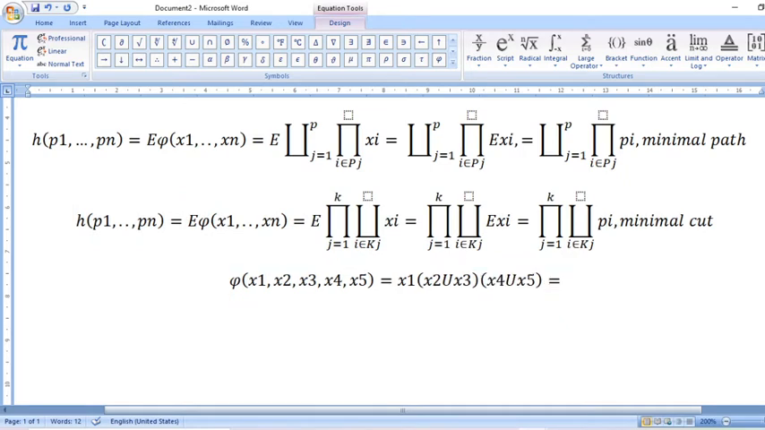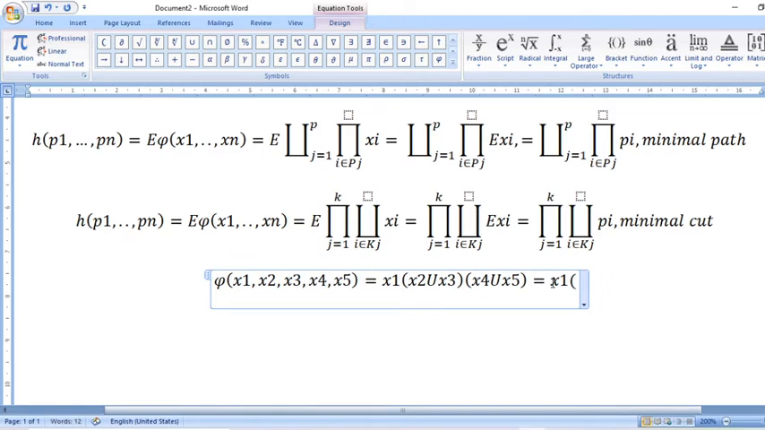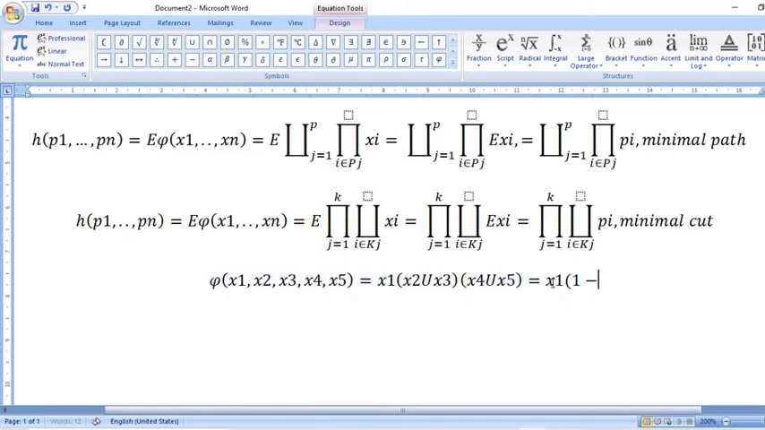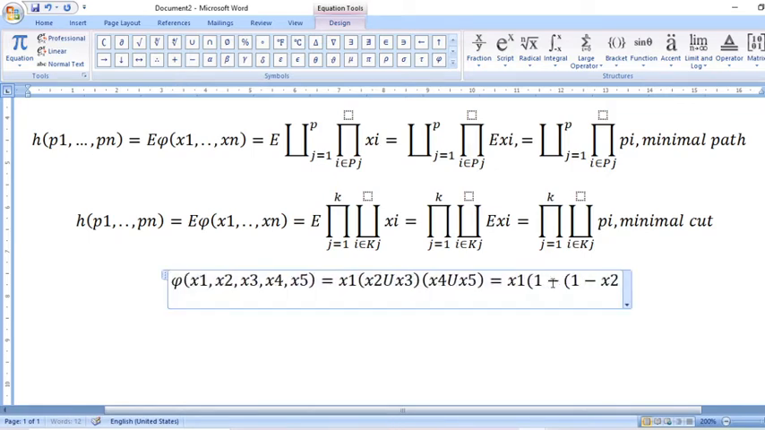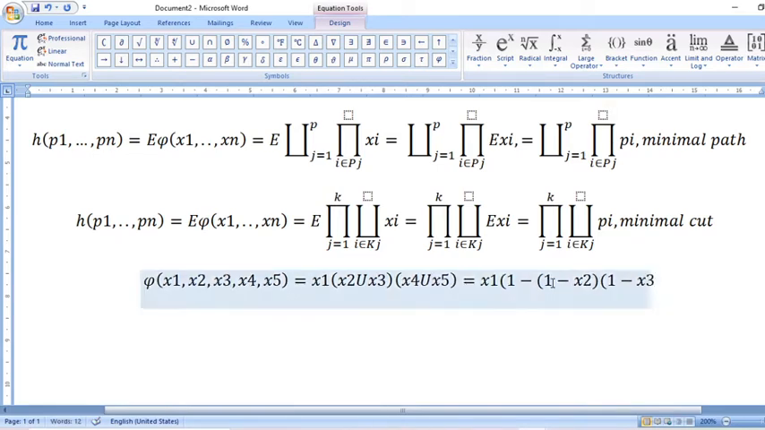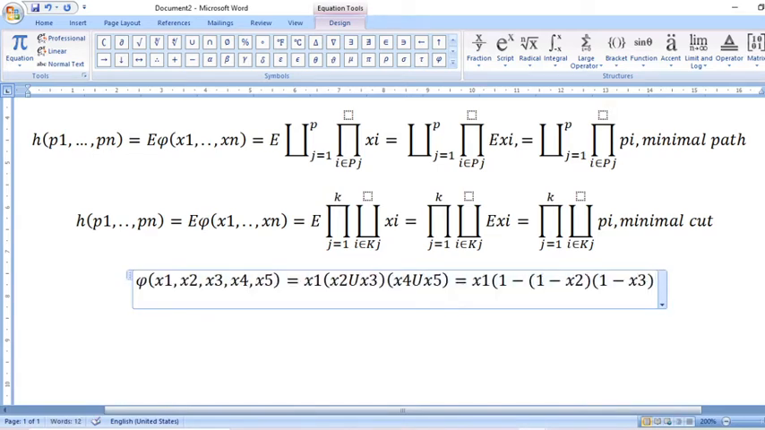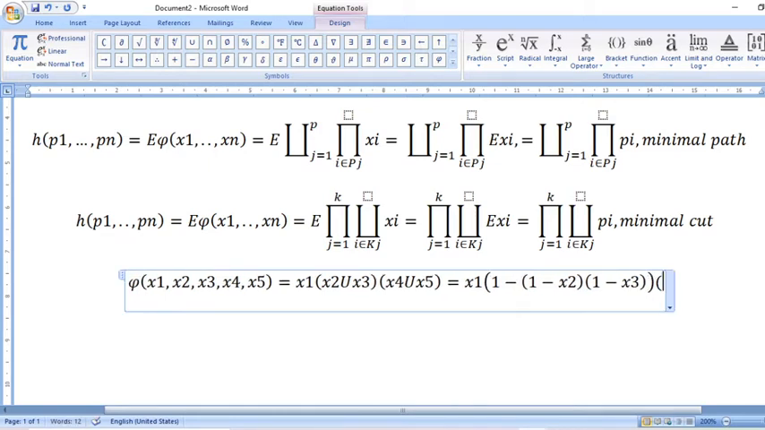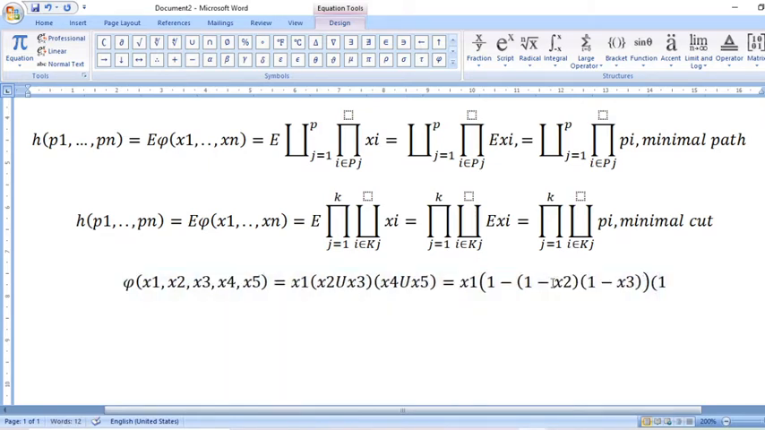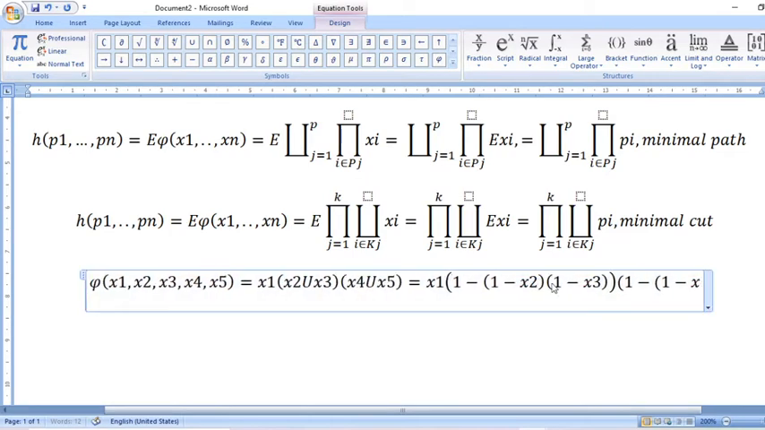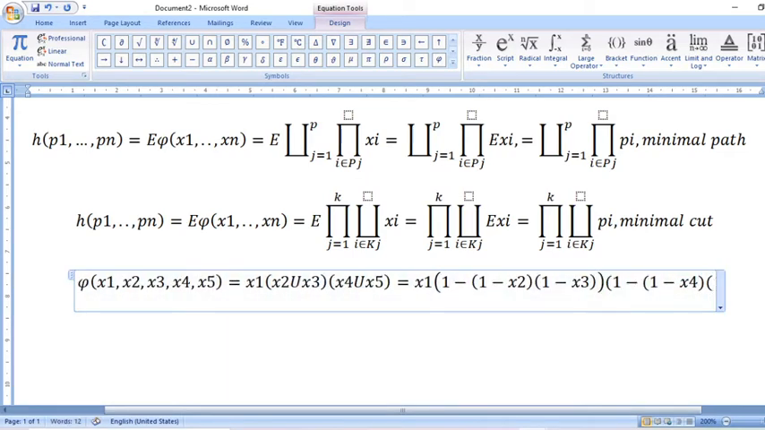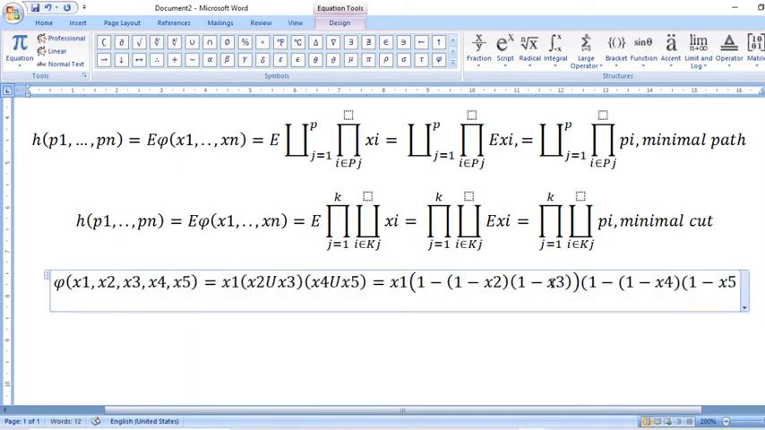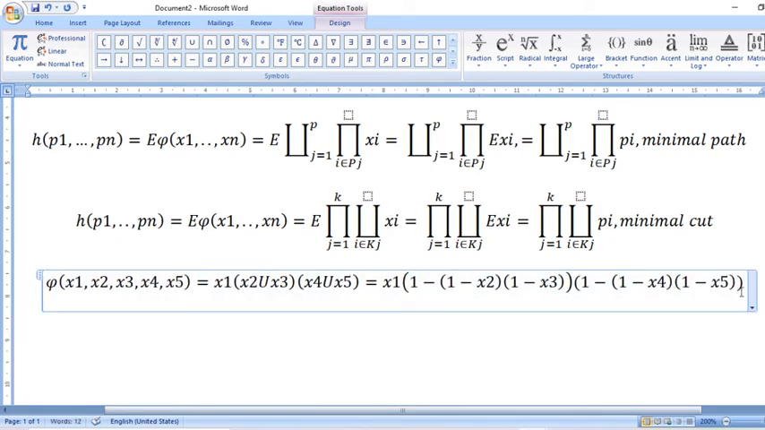So we can expand this. What is this? x1 into what is x2 union x3? That is nothing but 1 minus (1 minus x2) into (1 minus x3). Again we have x2, and x4 union x5, that is 1 minus (1 minus x4) into (1 minus x5). So this is the expansion.